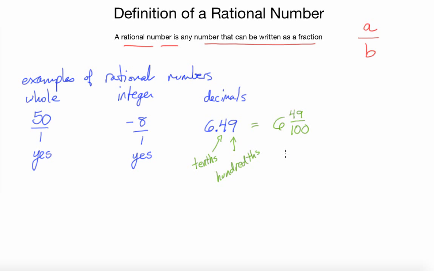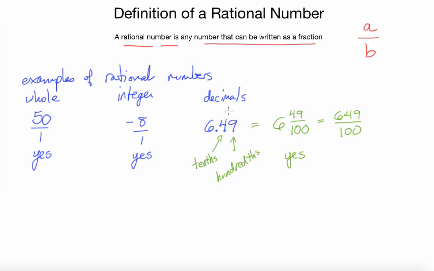So yes, 6.49 is a rational number because I can rewrite it as a fraction, 6 and 49 hundredths. Or if I even wanted to get crazy, I could say it's 649 hundredths. So there's 3 examples. Again, whole numbers, integers, and decimals.